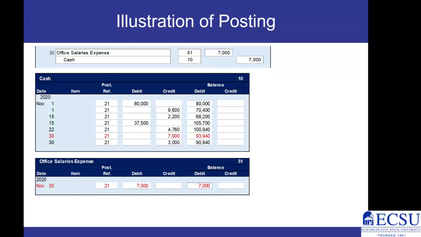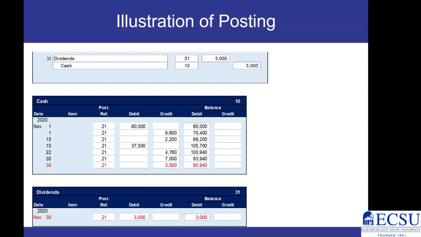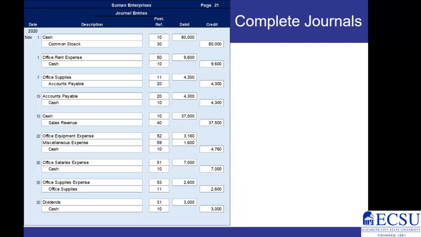Next journal is office salary expense is debit. So I have opened the office salary expense, and cash is credit. So you can see I have credited that cash with 7,000. So that is how we continue to do the posting. Office supply expense is debit and office supplies is credit. So because of this, my office supplies balance goes down, but my office supply expense goes up. Now the next one is I have a dividend payment of 3,000, and therefore my final balance is 90,940, and dividends is 3,000.